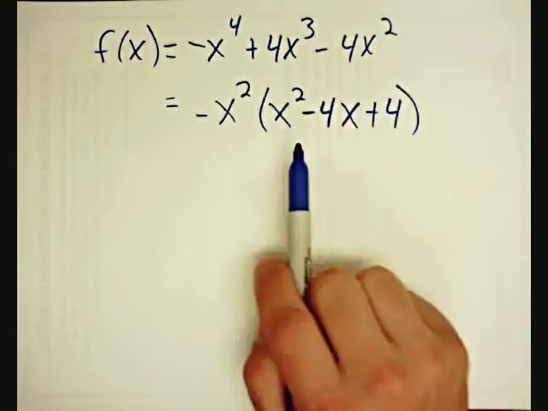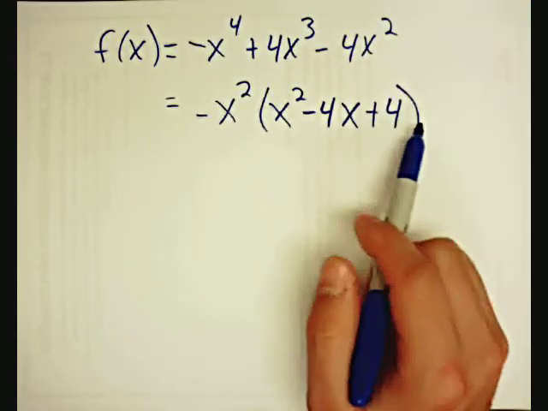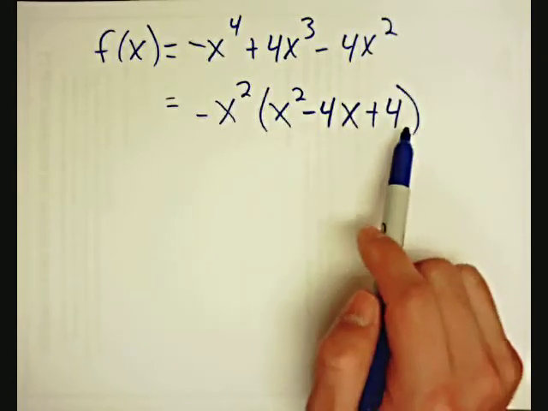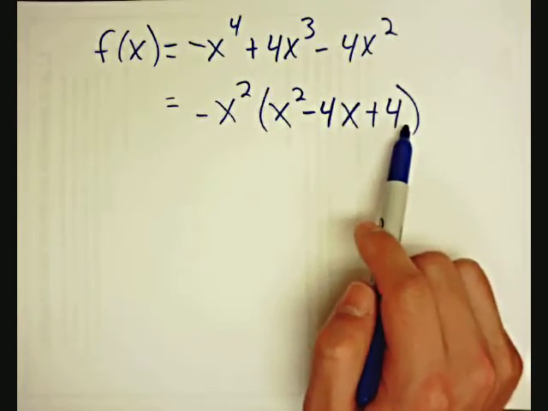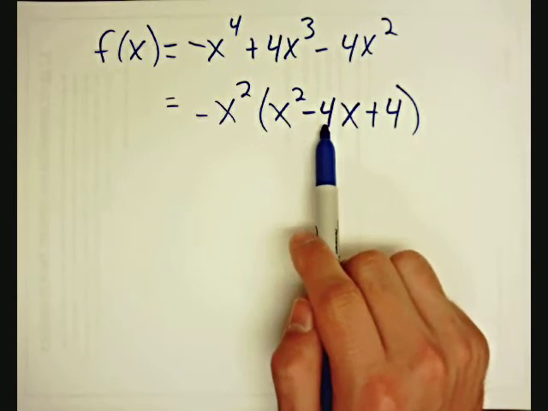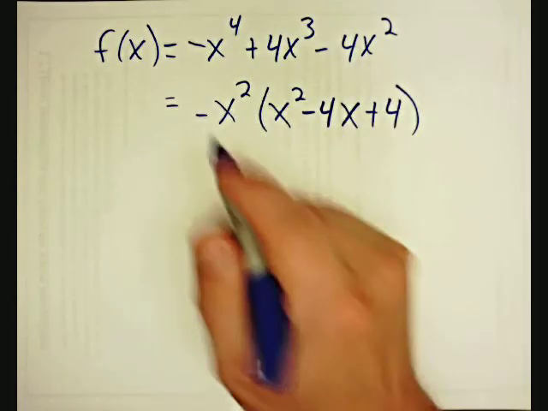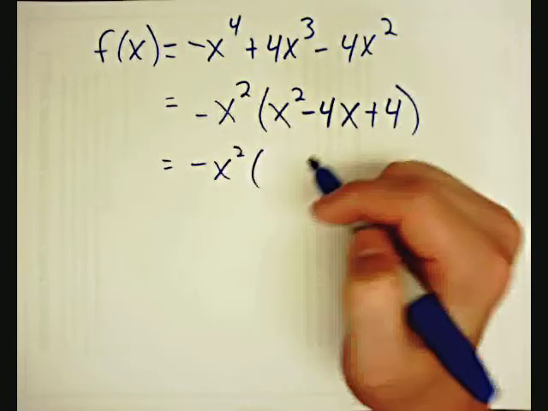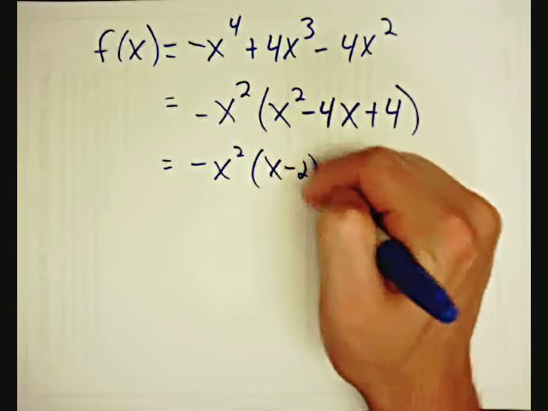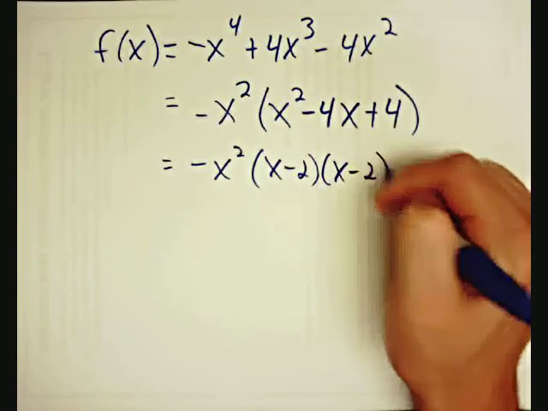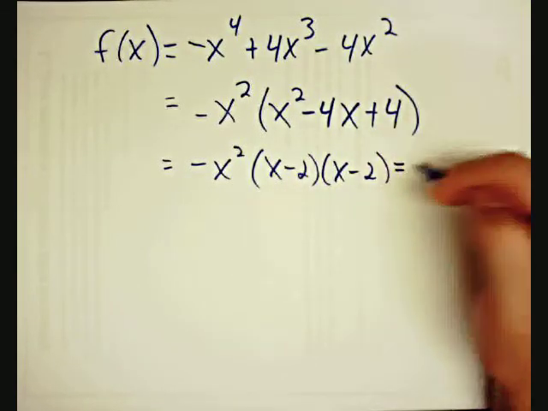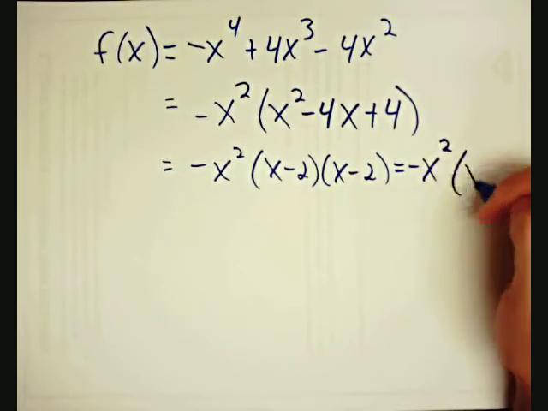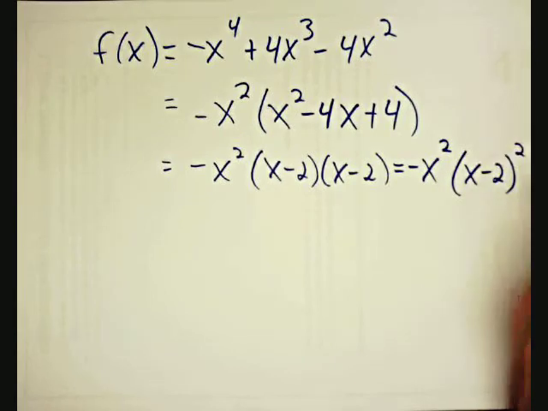Now x squared minus 4x plus 4, there's no number in front of x squared, so just look at the c term. 2 and 2 will add to 4. Negative 2 and negative 2 will add to negative 4. And so this will factor into negative x squared times (x minus 2) times (x minus 2). And since there's two x minus 2's, typically we write that as negative x squared times (x minus 2) squared.